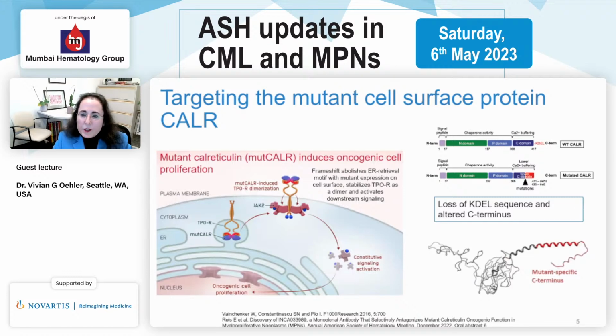Mutant CALR is a unique therapeutic target because of differences between it and normal CALR. The insertion and the deletion mutations result in a unique protein which has an altered C terminus. This altered protein loses the signal that causes it to be recycled from the cell surface back into the endoplasmic reticulum, and it also stabilizes the thrombopoietin receptor dimer, which results in downstream constitutive signaling. This unique protein has been the target for antibody and other small molecule development.